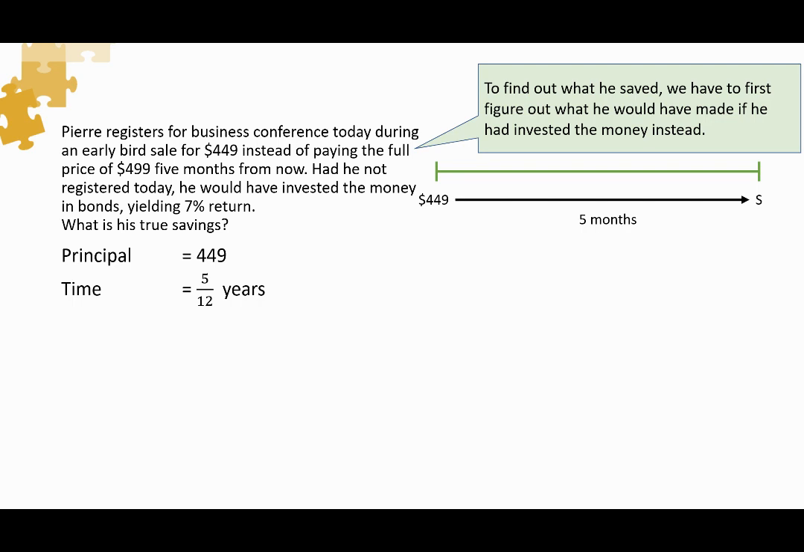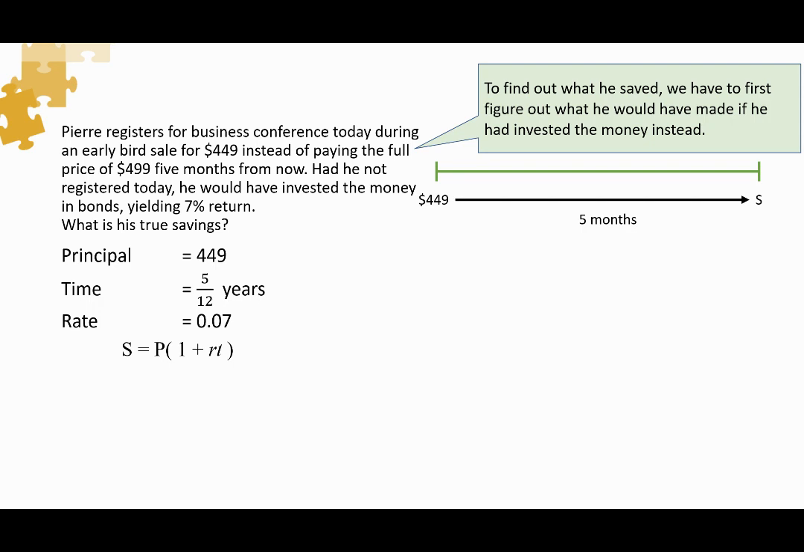Principal is $449. Time is 5 months, so 5 over 12 years. Rate is 0.07. That's the 7%. And here is the formula. So you actually have all the information you need to do this. I'm going to encourage you to pause the video right here and see how far you can get through the rest of the calculation before watching the answer, okay?